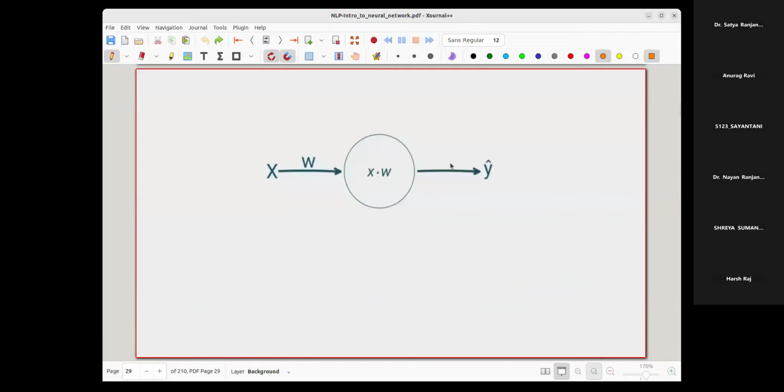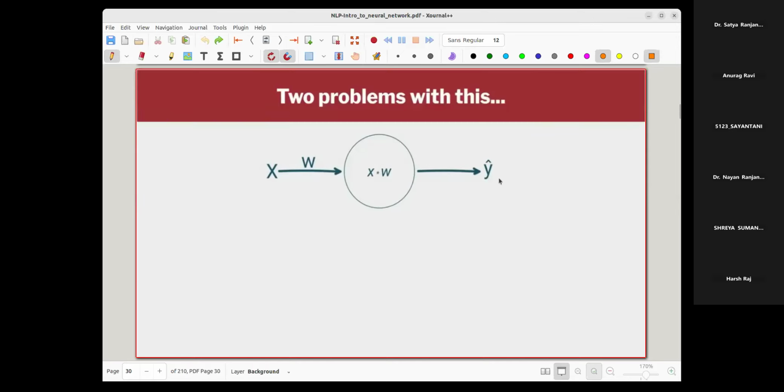Let's put it another way. Let's say this is the function. I'm putting a circle as the function, X into W. It takes input X, and this W, let's call it the weight of that input. That means how much importance this X has. So that weight will decide the importance of X. This function is X into W, and it gives Y cap.